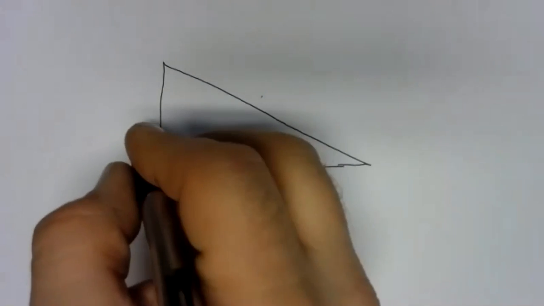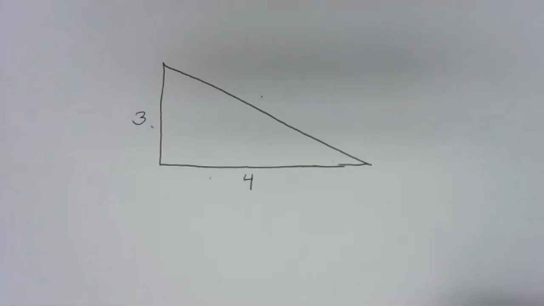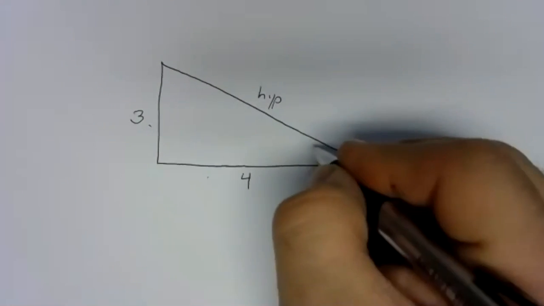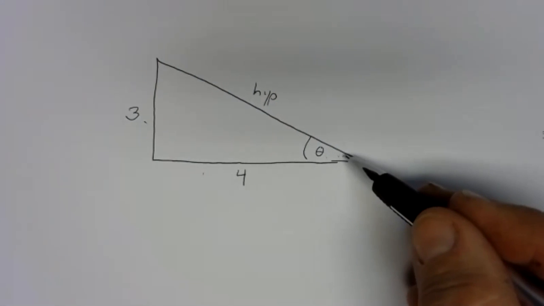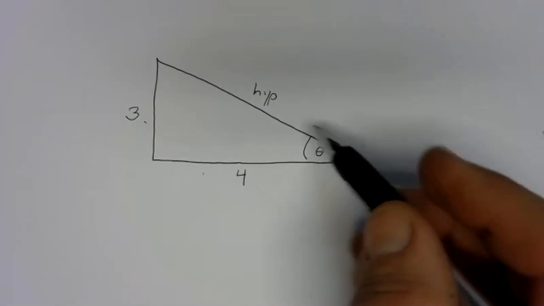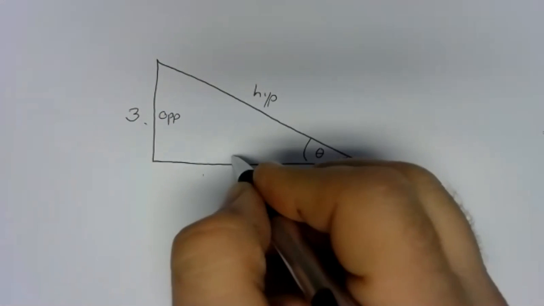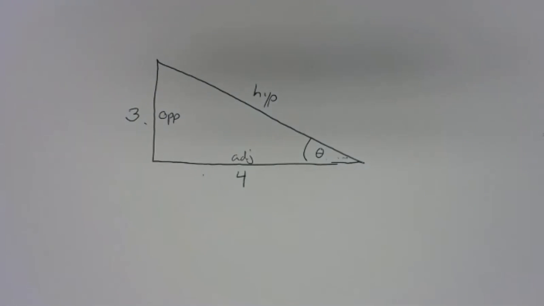So let's make up some numbers here. Let's say we've got 3 and 4 for those legs, and we want to know the hypotenuse and that angle there. And since this angle is the one I want, that's going to name my sides. The 3 is my opposite side, and the 4 is my adjacent side.